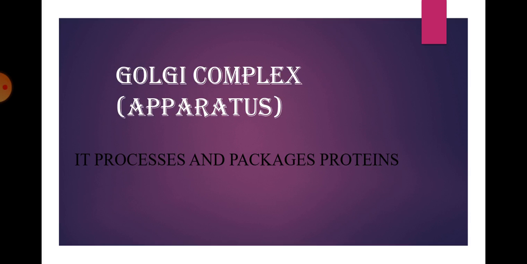The next is Golgi complex apparatus. It processes and packages proteins. Golgi apparatus, also known as the Golgi complex, Golgi body, or simply the Golgi, is an organelle found in most eukaryotic cells, part of the endomembrane system in the cytoplasm. It packages proteins into membrane-bound vesicles inside the cell before the vesicles are sent to their destination.